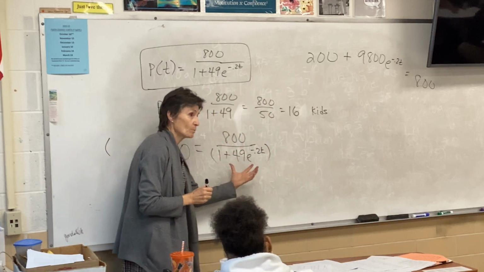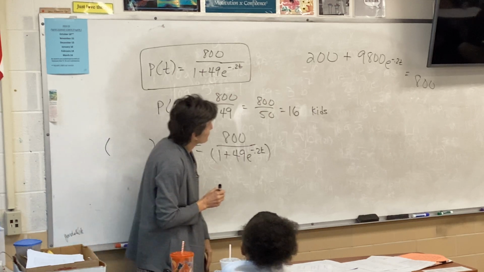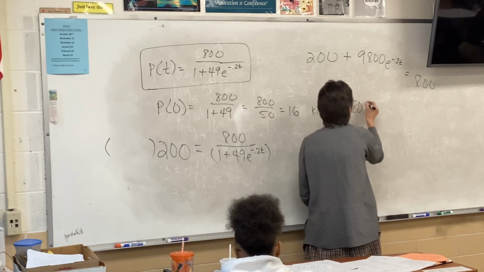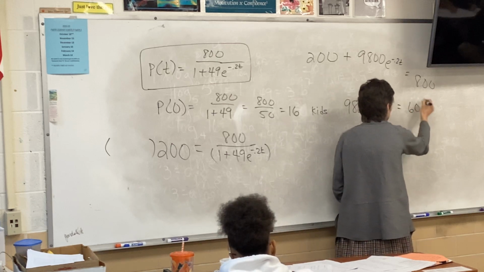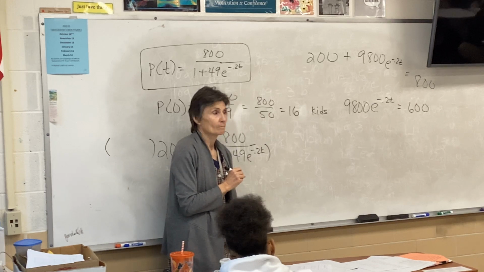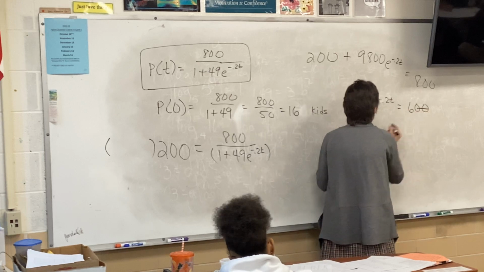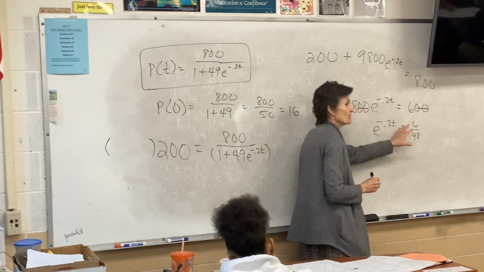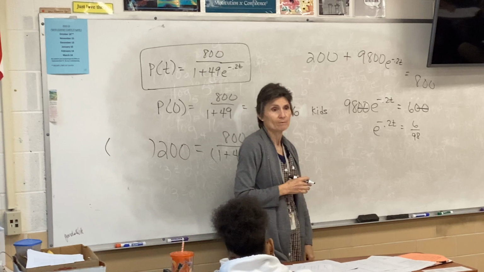Okay, so everybody got that? We're going to bring this over here. Okay, now what do you think we should do? Subtract the 200. So we have our 9,800 e to the negative 0.2t equal to 600. Divide by the 9,800. So e to the negative 0.2t equals 6 over 98. I know that reduces. Go ahead and reduce it if you want, but I'm going to go to my calculator anyway, so it doesn't matter.